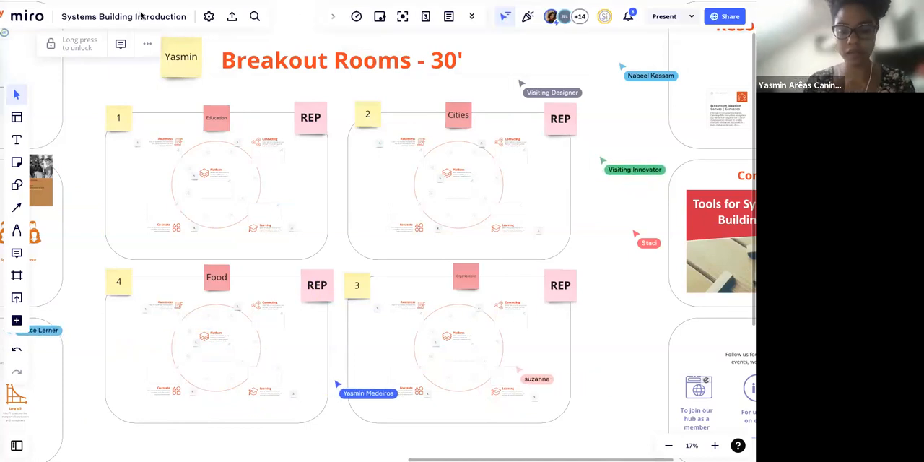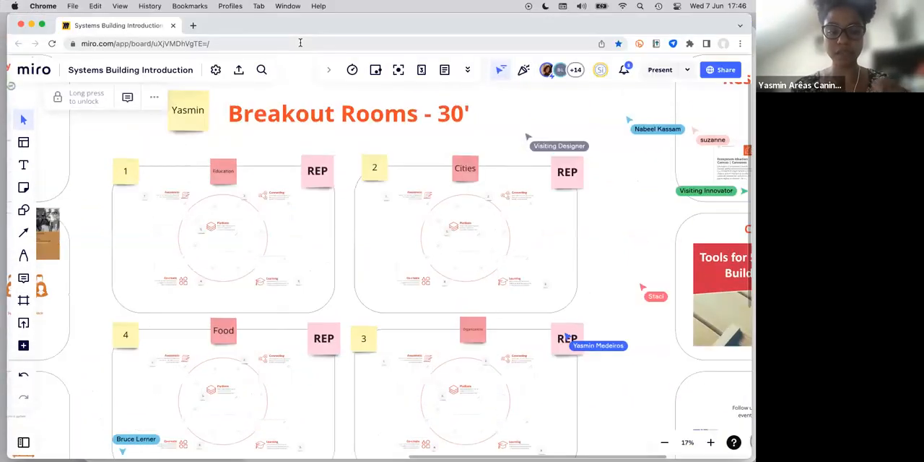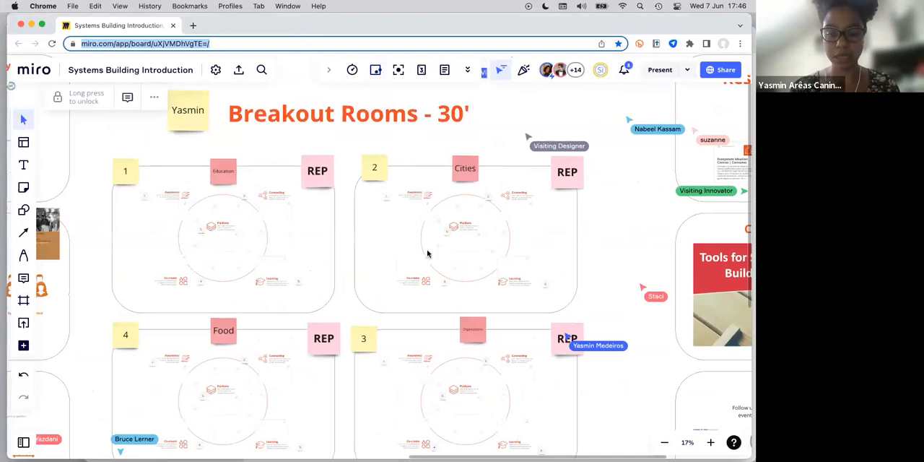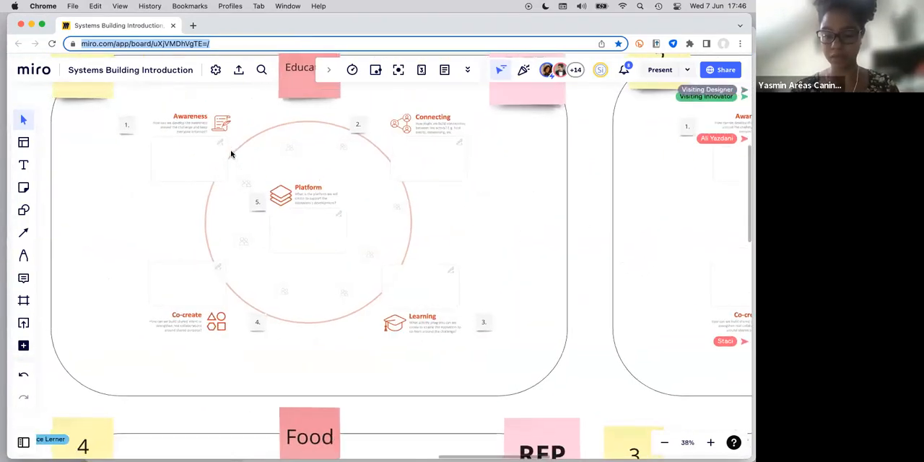So I'm going to open the breakout rooms now. Yes, Sophie, you can choose the number that you'd like to be in. And please choose a representative, which is going to be the person that is going to talk about the main topics that you discussed during the breakout room with the whole group when we come back.